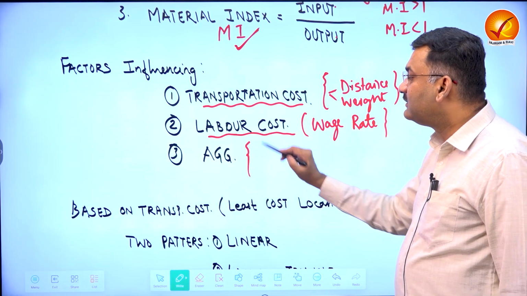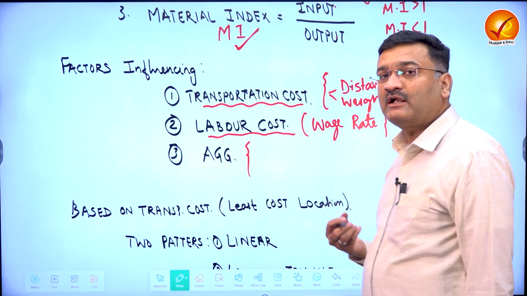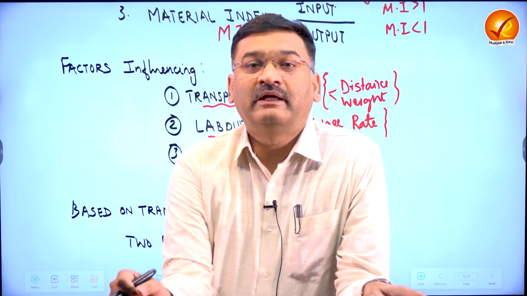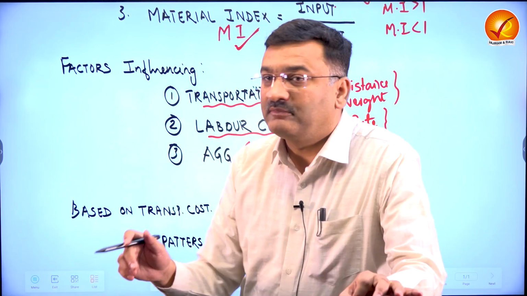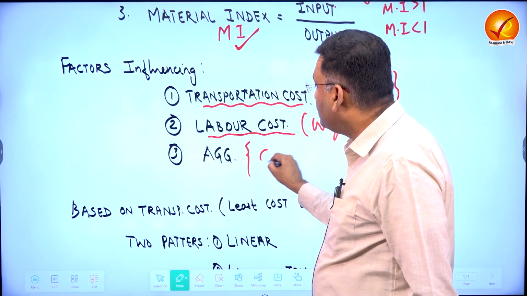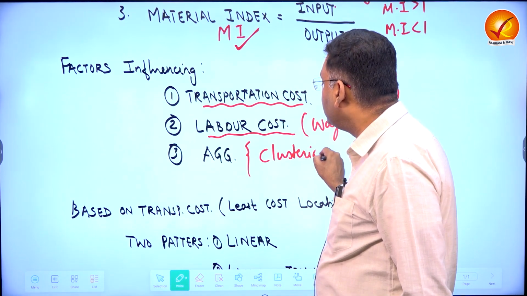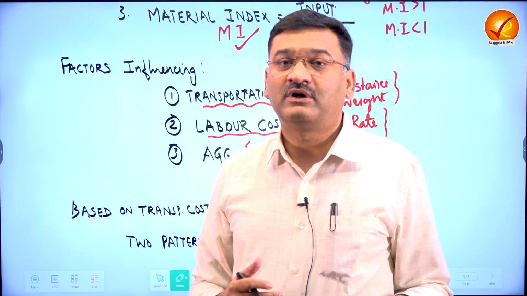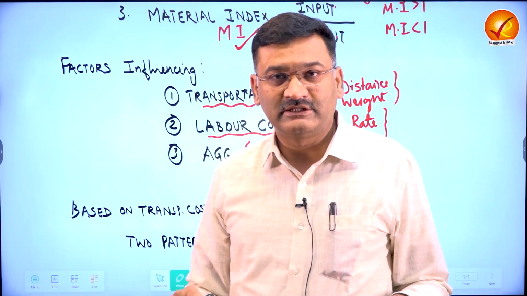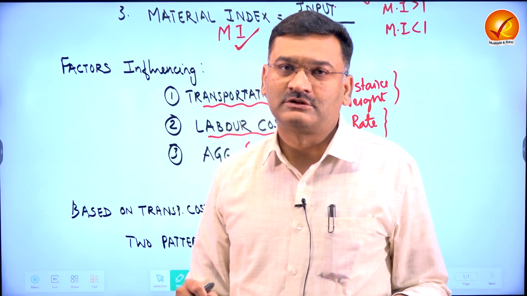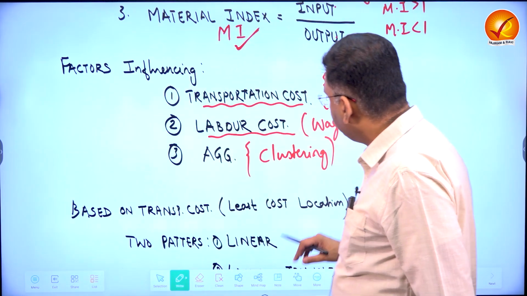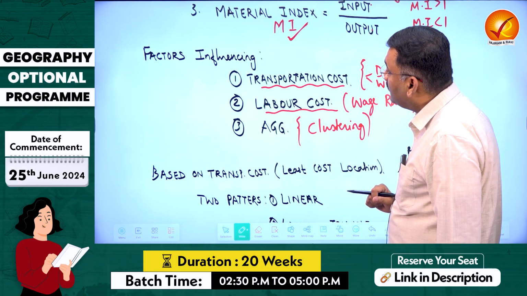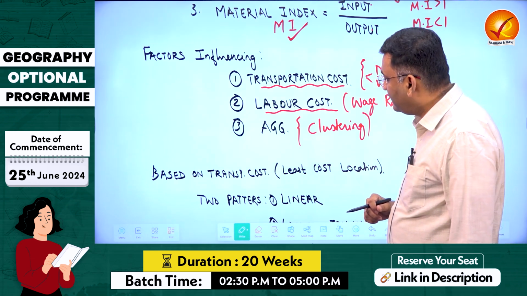And the third factor, he said, is that industries can further reduce the cost of production by coming closer to each other, which he mentioned as agglomeration. Agglomeration is the clustering of the industrial units. They can take the advantage of common raw material, they can take the advantage of inter-industrial linkages and further minimize the cost of production. These are the three factors that influence industrial location or the optimum location of industries.